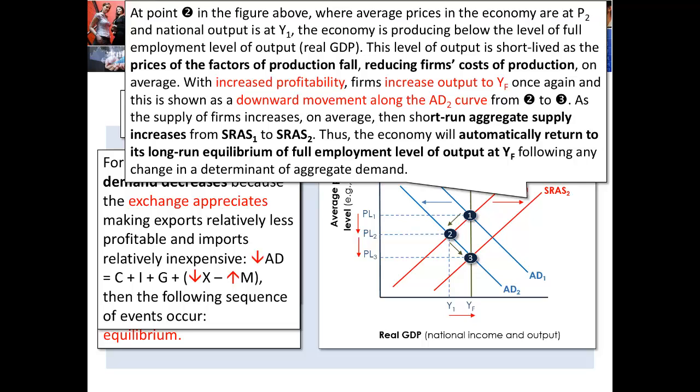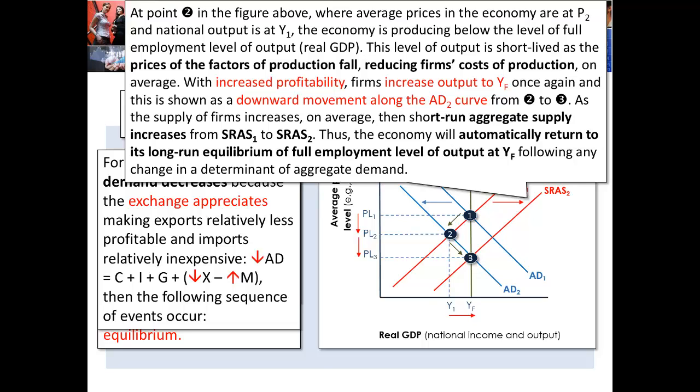And this level of output is short-lived as the prices of the factors of production fall, and as soon as that happens, firms' costs of production begin to decrease again on average. So with increased profitability, firms begin to increase output again. So output increases back to YF, the full employment level of output. And this is shown as a movement along the second aggregate demand curve from point 2 to point 3.